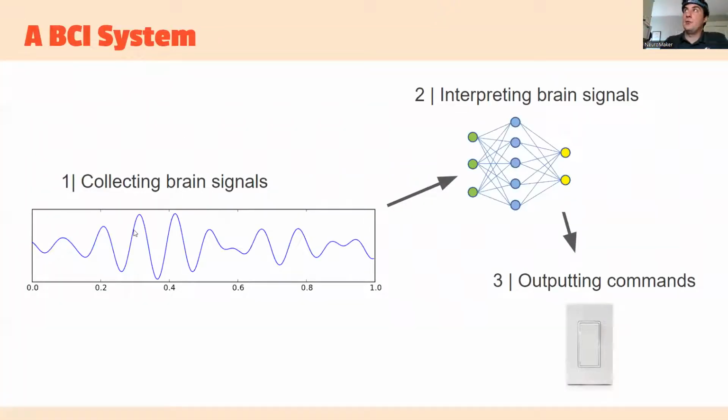So what can we do with this? Well, we can collect those signals, and we can interpret them. We already did these two parts. We know that the brain's giving off these signals, and we know that we can interpret them in a meditation and attention algorithm like you just saw. Now we can output commands.